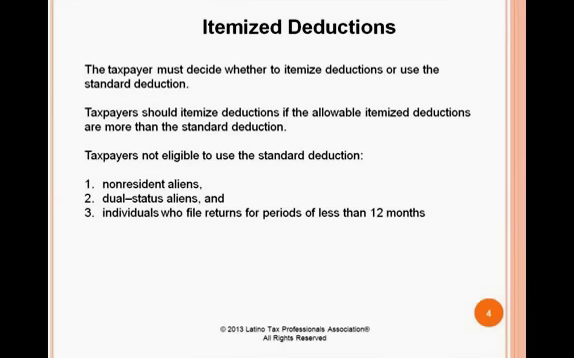The taxpayer must decide whether to itemize deductions or use the standard deduction. Generally speaking, experience will tell you unless someone has a mortgage on their property and are making payments on their mortgage, they don't usually have enough itemized deductions to go that route and will benefit more from the standard deduction. Generally speaking, but not always the case. Taxpayers should itemize deductions if the allowable itemized deductions are more than the standard deduction.